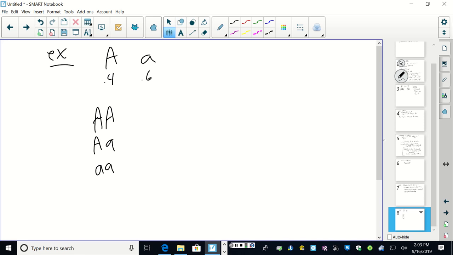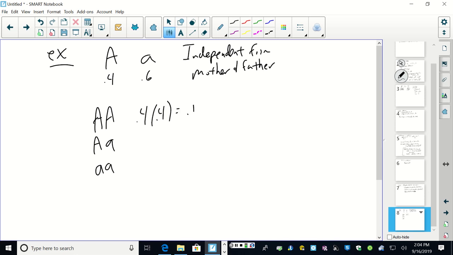If they're independent from mother and father, the chance that you would have two copies of the big A, assuming they're distributed this way equally, same chances in males and females in the population. But you get a 40% from the mother and a 40% from the father, so about 16% of the cases would be in that category. Right? For the ones that are little a, about 60% of the time a mother would contribute that, and 60% of the time a father would contribute this, so that's about 36%.